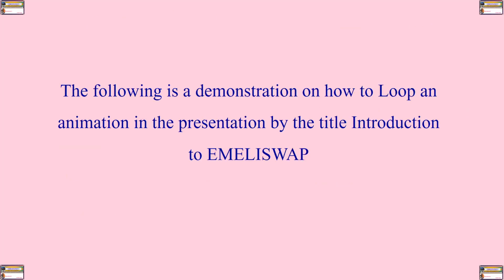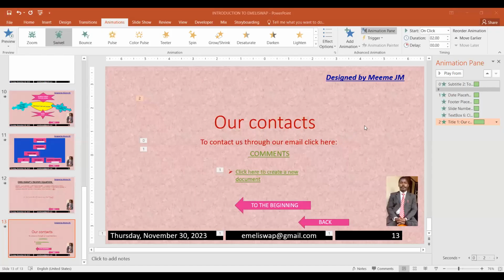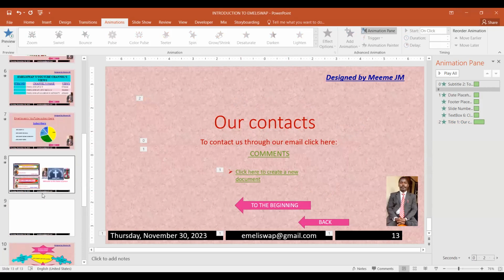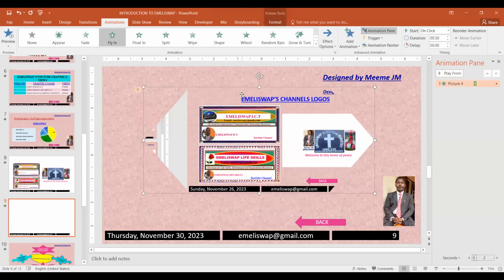So the following is a demonstration on how to loop an animation in the presentation titled Introduction to MLSwap. So in this presentation, if you want, for example, to make some animation repeat, you can do it as follows. For example, I want to choose the animation for this object. I want to set it for this one. Already, it reads Fly In. That's the animation which is set there.